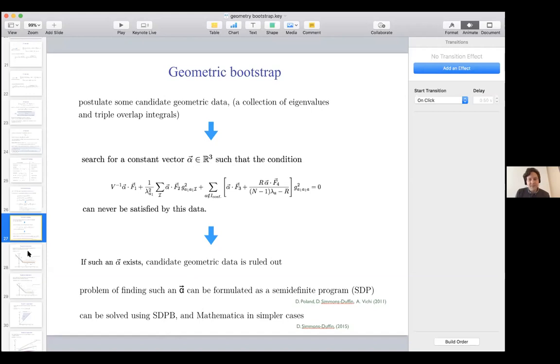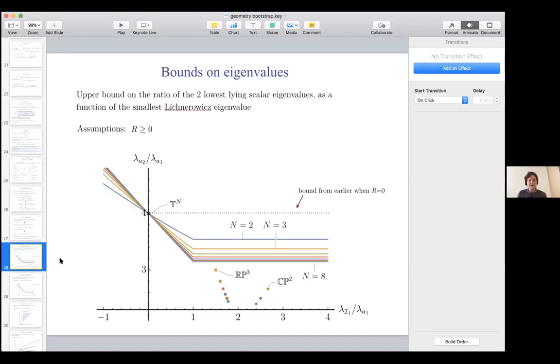Okay, so now I'll show you some results from this numerical evaluation, which put bounds on this geometric data, bounds on the various eigenvalues first, and then I'll show you some bounds on the triple overlaps. So here's a plot of an upper bound on the ratio of the two lowest lying eigenvalues, lambda a2 over lambda a1, on the y-axis. And I'm going to show you as a function of the Lichnerowicz eigenvalue, normalized by the lowest eigenvalue. So we're making here the assumption that the curvature is greater than or equal to 0. This dotted line is the ratio of 4, the bound that we had earlier in the Ricci flat case. But now when we use this more complicated bootstrap, we improve the bound. So we get a little bit below that.